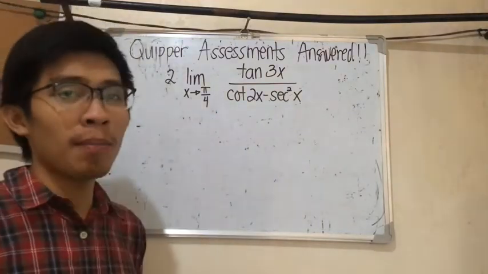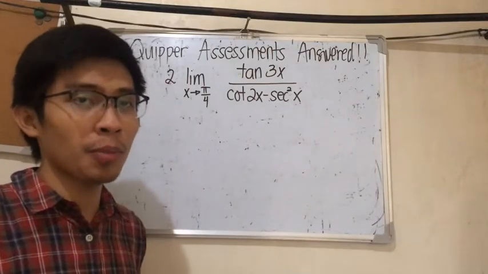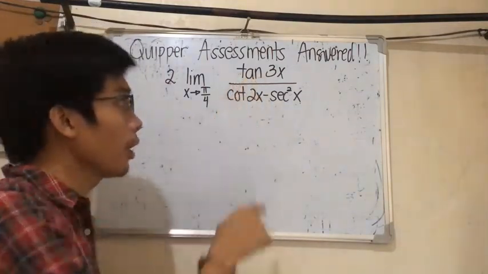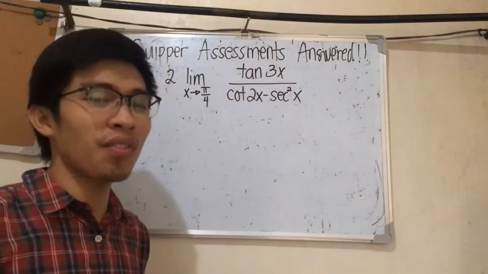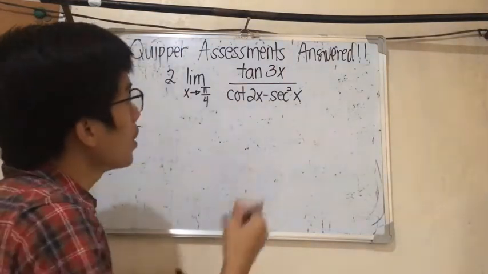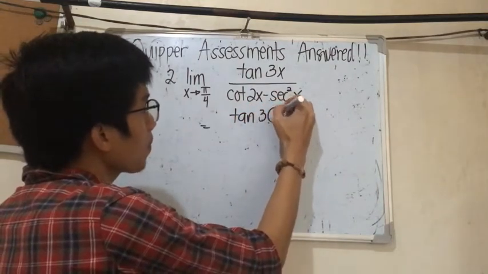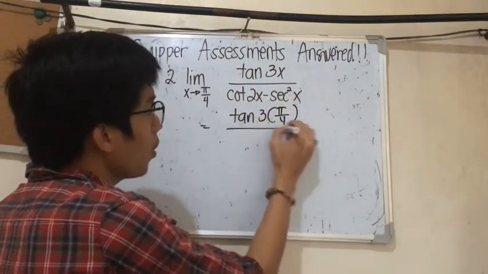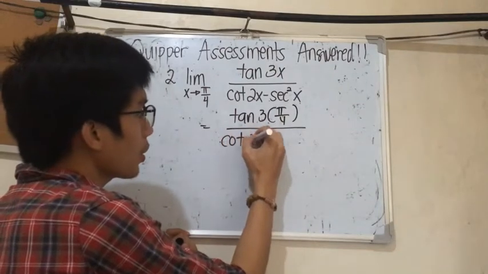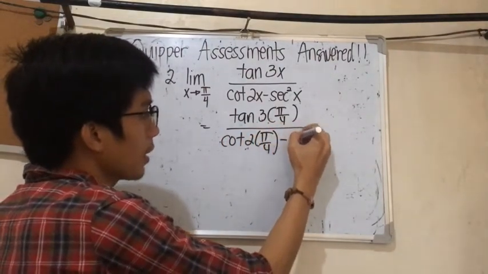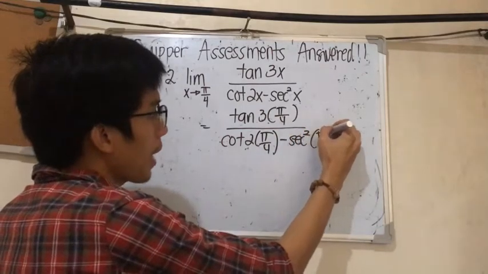So in this problem, you may use the direct substitution method, meaning you are going to substitute pi over 4 in all the x's or in all the variables in your function. So it will become tan 3 times pi over 4 all over cotangent 2 pi over 4 minus secant squared pi over 4.